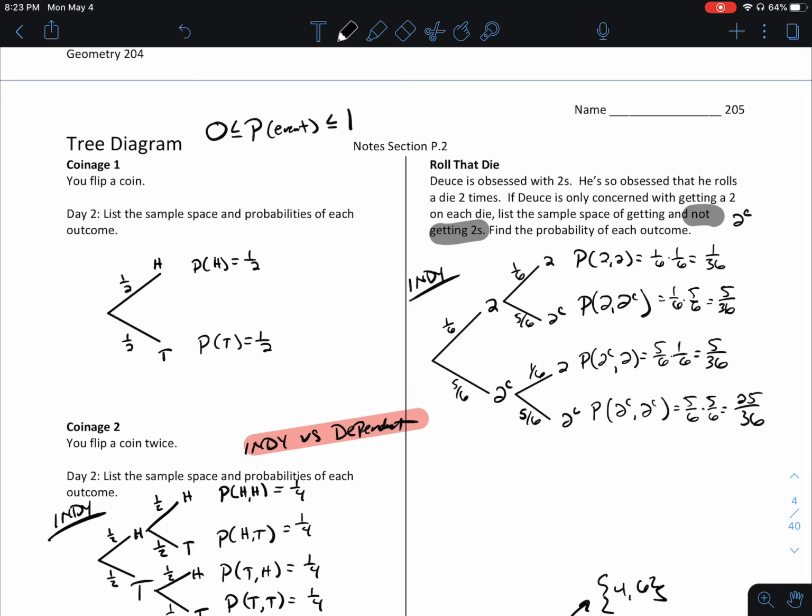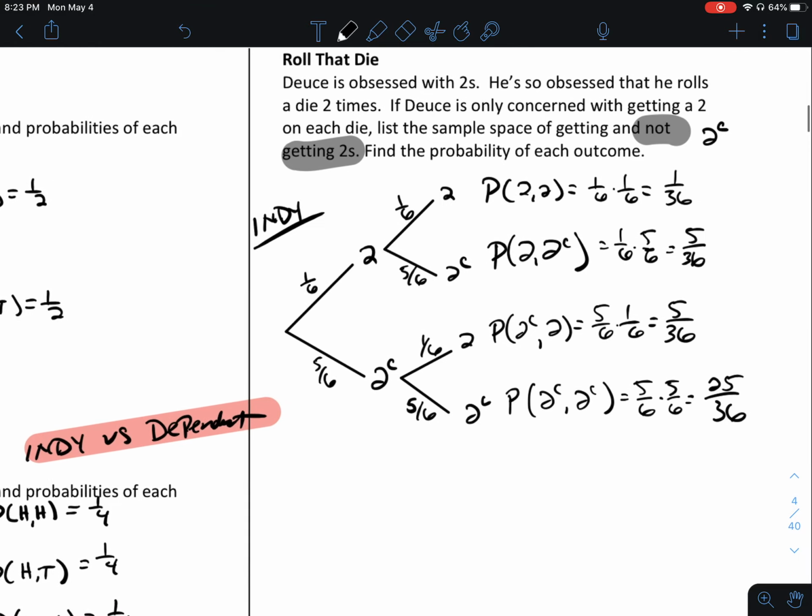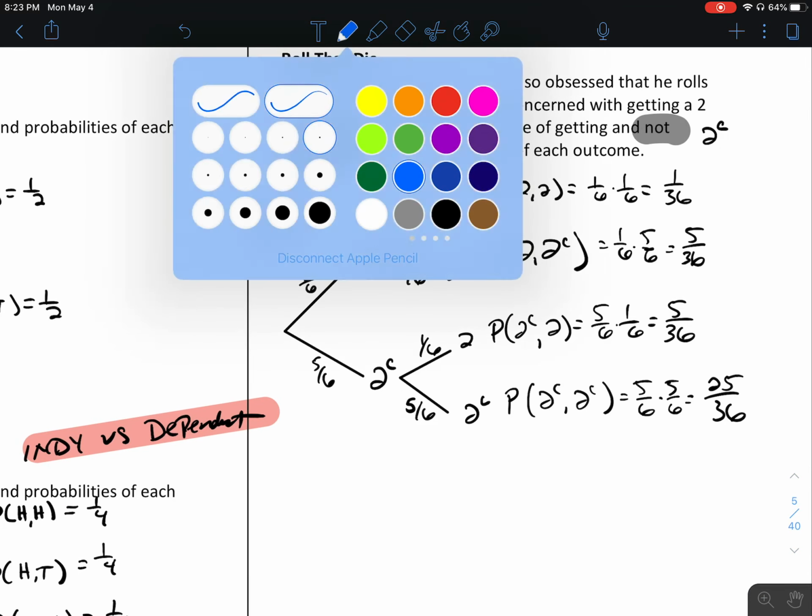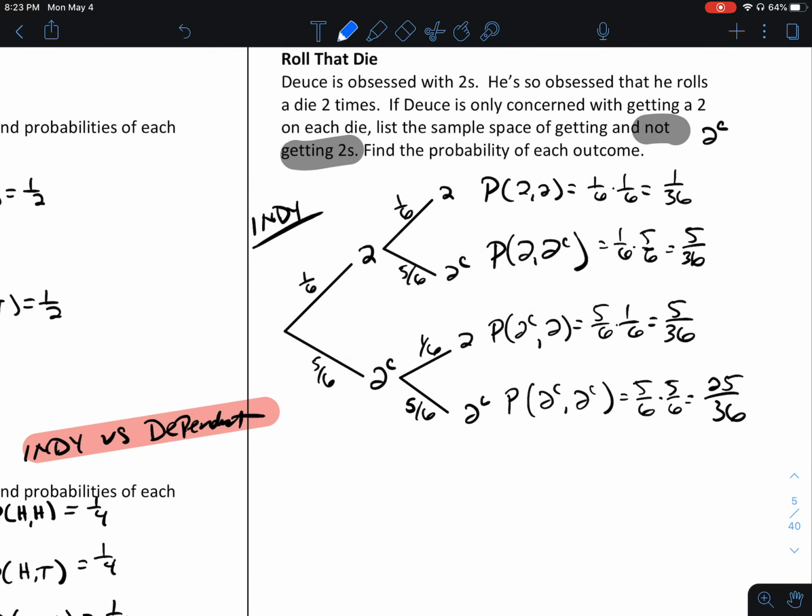And let's look at rolling a die. Let's say that we were asked, you're going to have to write this down because this isn't on your paper: what is the probability that a person gets a 2 given that they've already gotten a 2?